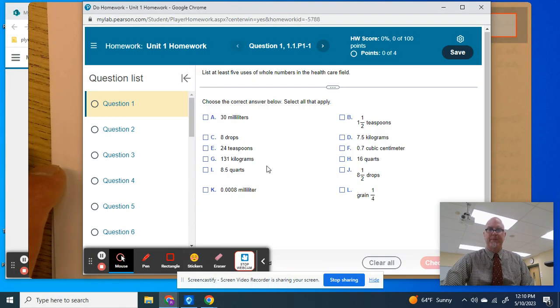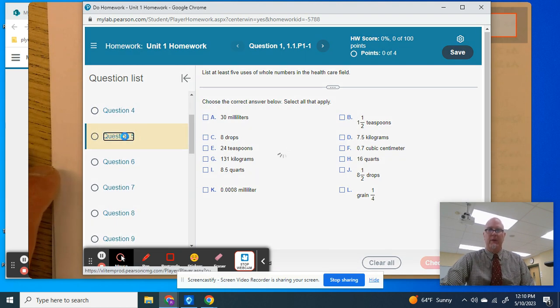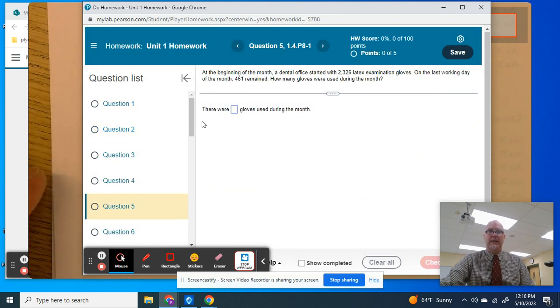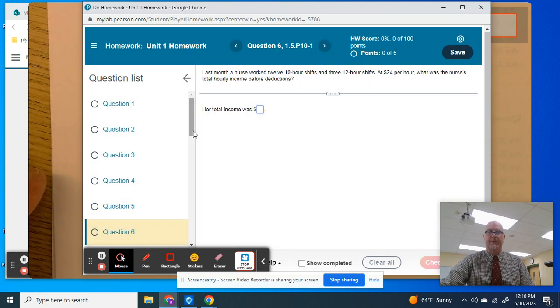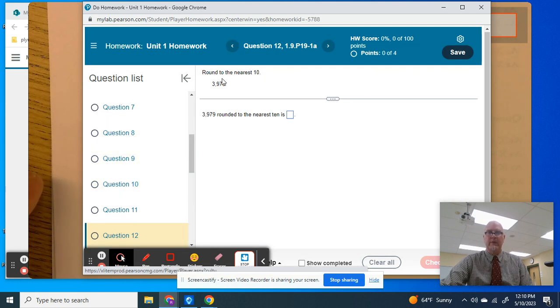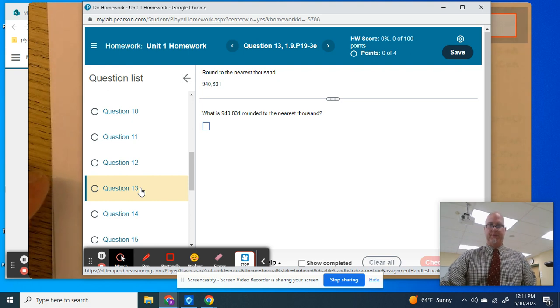Okay, I'm going to shift back over to MyMathLab, which I hope is up. Okay, good. Looks like it is. If I go down to question 5, you will see that it looks a lot like these other word problems, and we talked about that. Question 6, word problems, all the way down to question 9. Going back to question 12, it says round to the nearest 10. Okay, question 13, another round to the nearest.